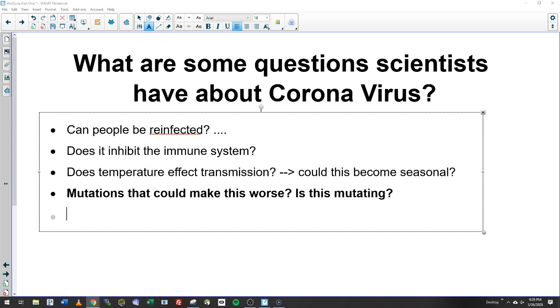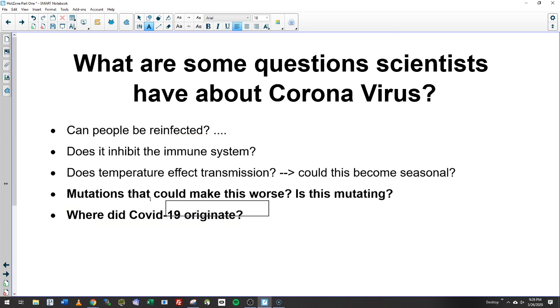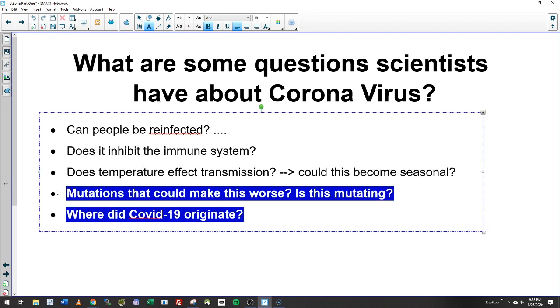Excellent. Sophia wants to know, where did this come from? Where did COVID-19 originate? These are two massive questions. So my job today is, how can a scientist possibly answer these two questions?